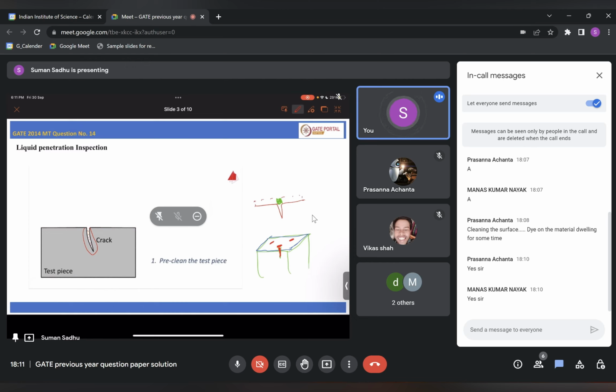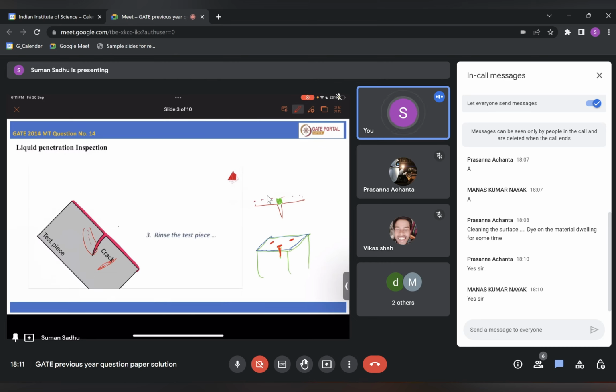So in this technique you can identify the surface crack. But if a crack is present inside, can you identify it by this technique? It will not be possible, right? Because that penetrant or dye cannot penetrate inside this internal crack. So for this you require some other technique.